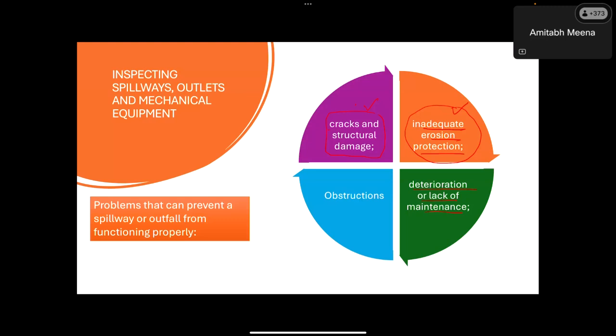And there may be some obstructions in the flow of water in the downstream, where the energy dissipation system is there. So if there are obstructions, they may also cause the damage of side walls, etc. You will see that.